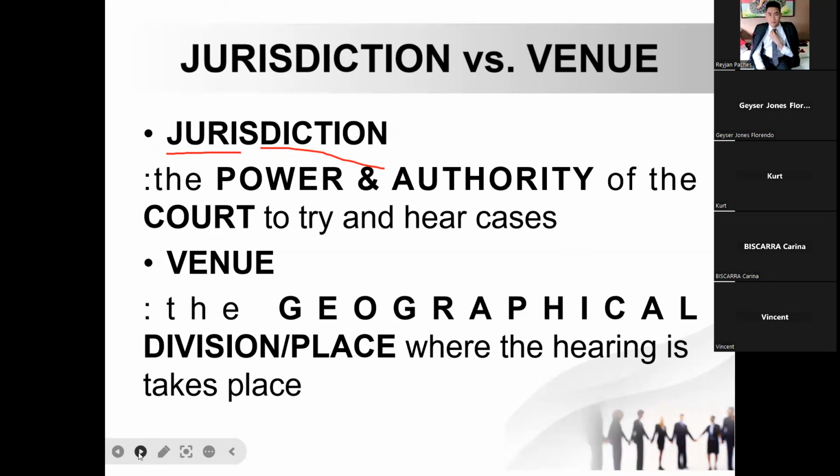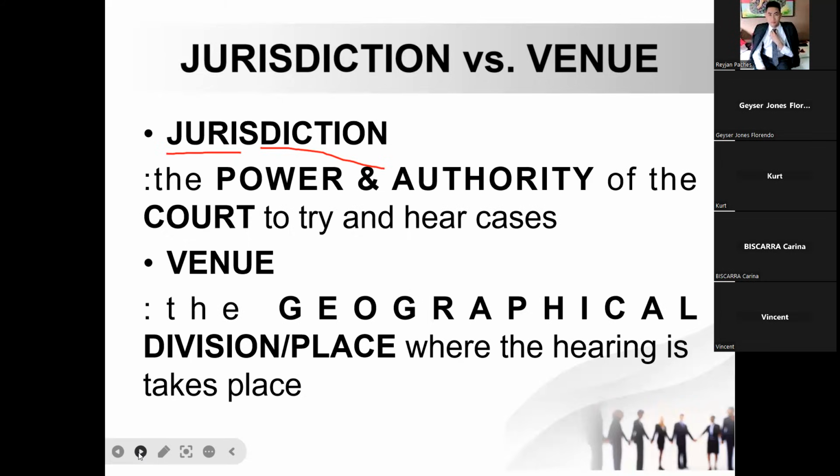Then ano naman yung kaibahan niya, sir, sa venue? Pag sinabi natin venue, tandaan nyo lang yung keyword natin na it is the geographical division, it is the place, it is the situs where the trial and hearing should take place. Again, ulitin natin. Pag sinabi natin venue, it is the geographical division, it is the place, it is the situs where the trial and hearing should take place.